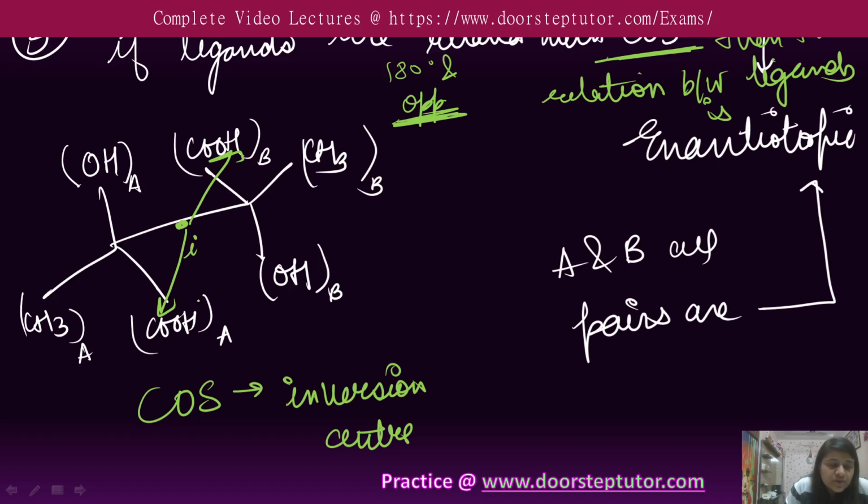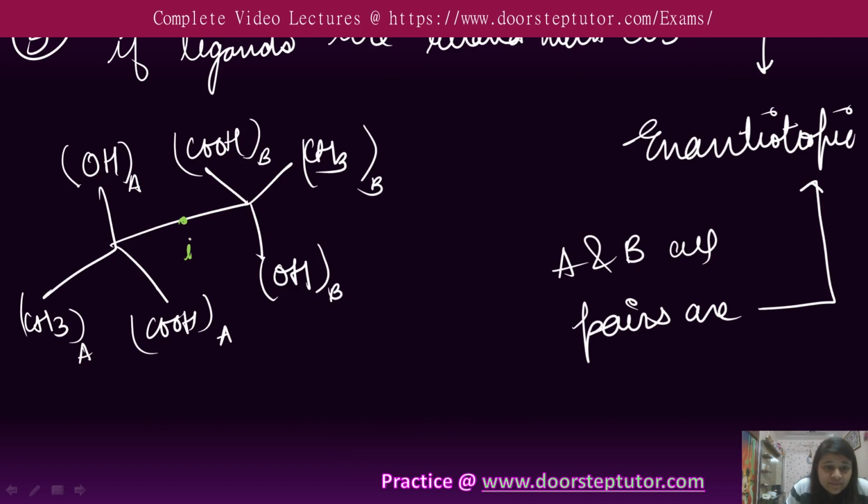So COHB and COHA reflect each other. CH3b and CH3a are also opposite to each other. OHA and OHB are also opposite to each other. It means there is a center of symmetry. So there is an inversion center, I, existing in this particular compound, in this particular scaffold.